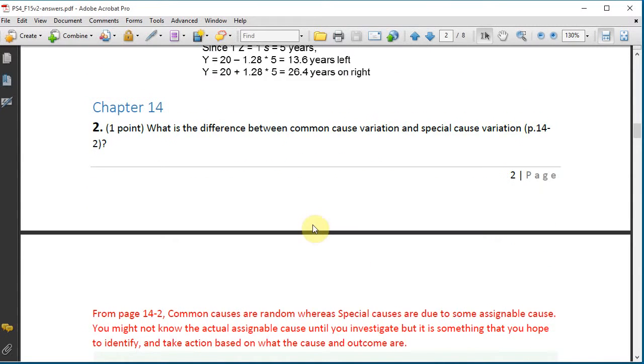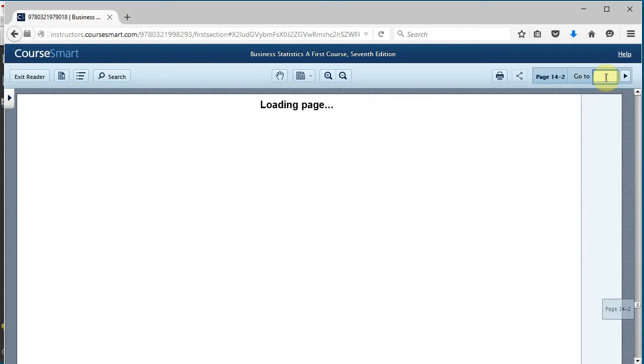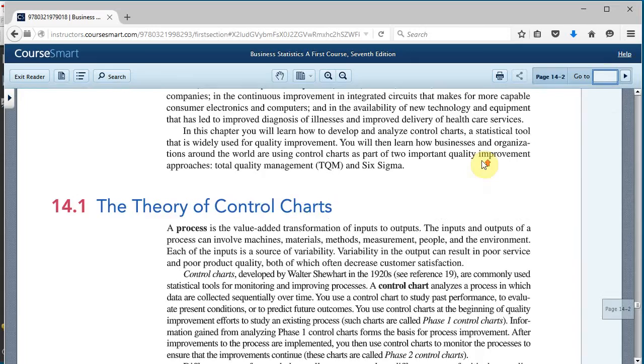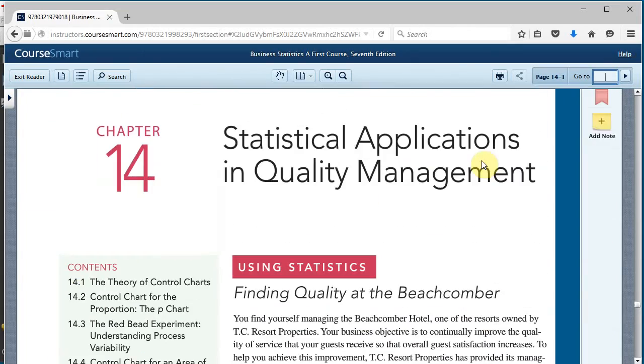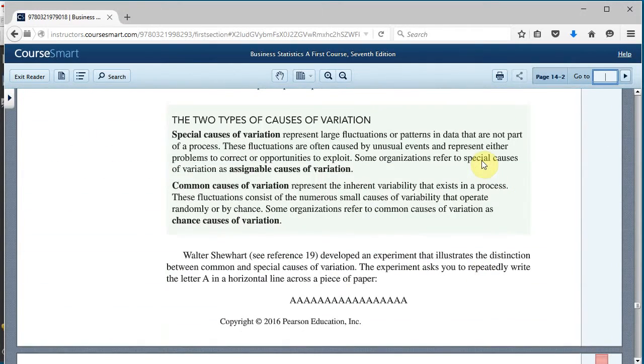Okay, for the first one here, if we look on page 14-2, we can actually do that here. Okay, so we're into the control charts chapter 14. And 14-2, right here, explains the two types of causes of variation. We've got special causes, and those are usually assignable to some particular thing that's happening, some sort of phenomenon.